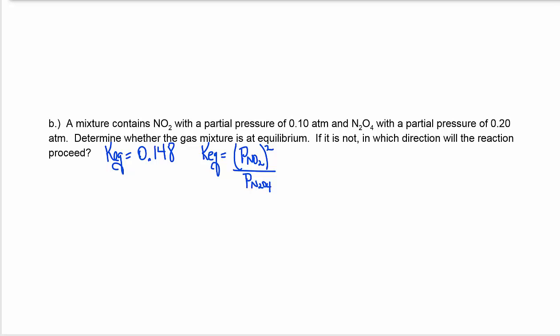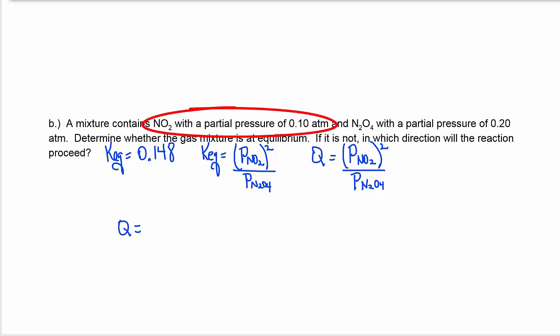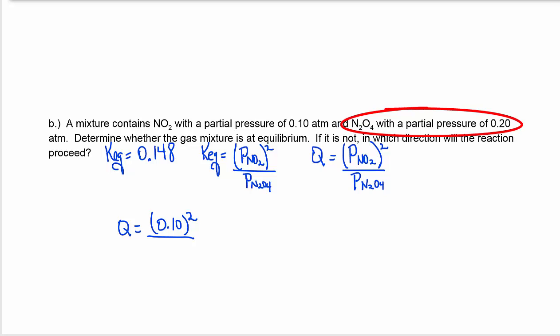All right, we need to determine if this is at equilibrium. And we know that if it's not at equilibrium, we do a Q expression instead. And the Q expression is the same expression as our equilibrium expression. So it'll be the partial pressure of nitrogen dioxide squared divided by the partial pressure of N2O4. So let's go ahead and figure out what Q is. The partial pressure of our NO2 is 0.1 atmospheres, and that's going to be squared, divided by the partial pressure of our N2O4, which is 0.20. We can do this mental math, so I'm going to go ahead and do that.